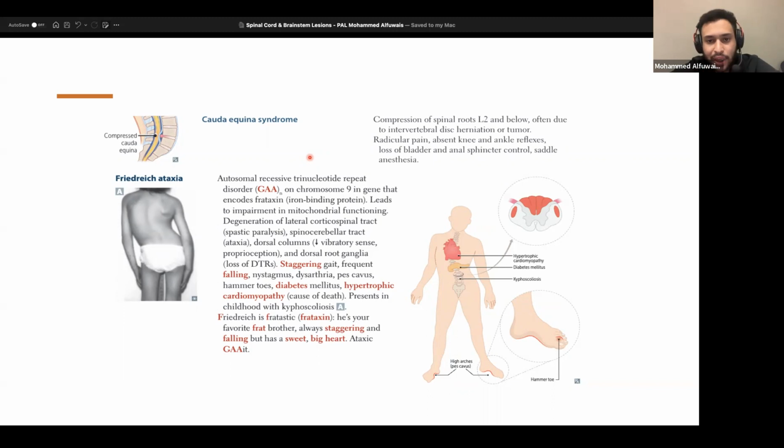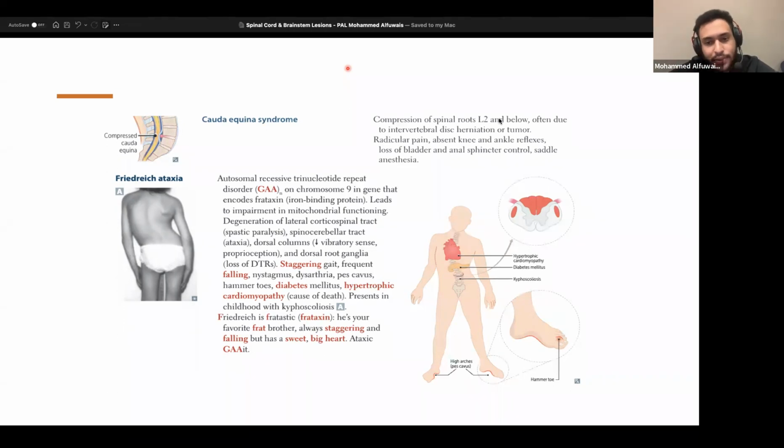Now, how do you recognize this disease? Firstly, let's think of the spinal cord lesions. You'll have the lateral corticospinal tract, which will lead to what? Symptoms. Corticospinal tract, exactly. Pain and temperature loss is due to the spinothalamic tract, which is not injured in this case. The spinocerebellar tract will lead to ataxia. The dorsal column will lead to decreased vibration and proprioception. And the dorsal root ganglia will lead to loss of deep tendon reflexes.